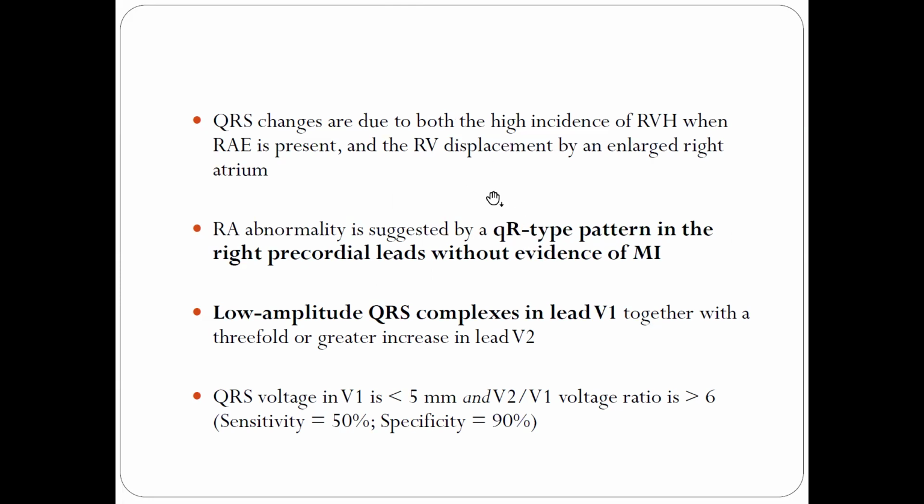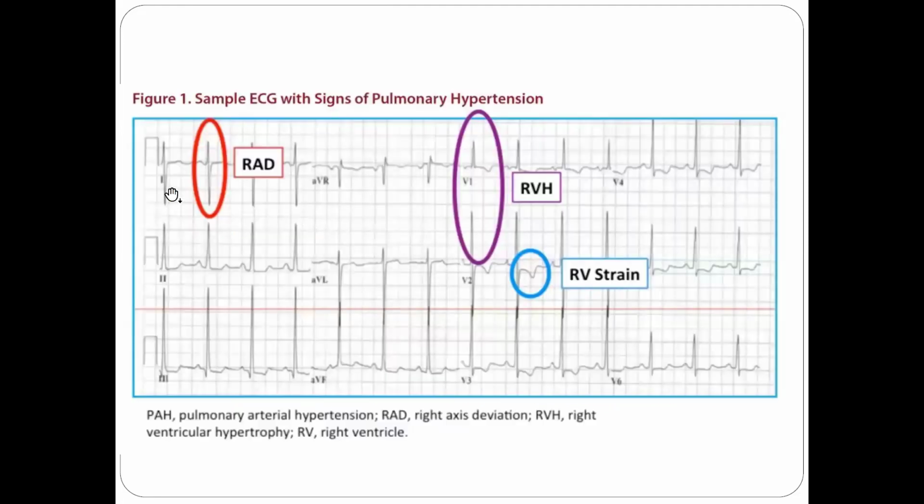Normally the R wave will not be that tall in V1 and V2 because these are right-sided leads. But in the presence of right atrial and right ventricular enlargement, the R wave will be dominant here. So a prominent R wave in the absence of any MI, or low amplitude QRS complexes in lead V1. Since V1 is more on the right side, you can see here there is a tall R wave in the lead V1, suggestive of right ventricular hypertrophy.